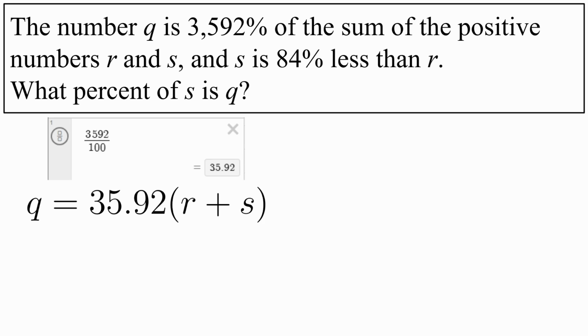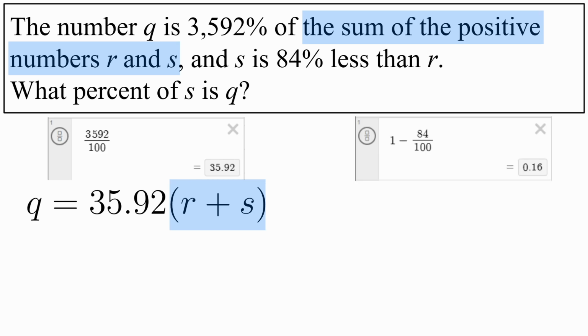This gives us an equation of Q equals 35.92 times the quantity R plus S. 84% less. And really the only thing here is that the sum of the positive numbers, sum means to add. So the sum is R plus S. So just make sure your mental note, if you didn't know that, keyword sum, that's why I did R plus S, because it said sum. If it said difference, maybe I would subtract. Okay, now it says 84% less. Well, that's a multiplier of 0.16. So the second equation is S equals 0.16R.